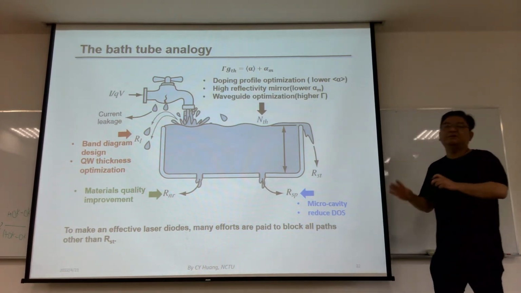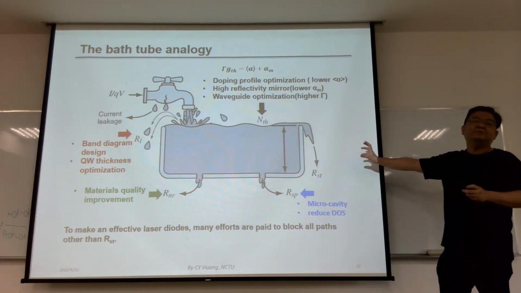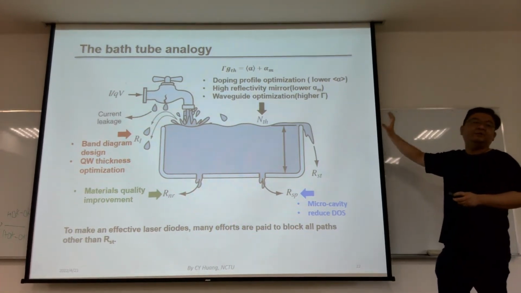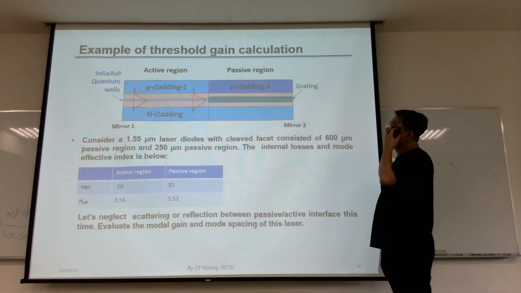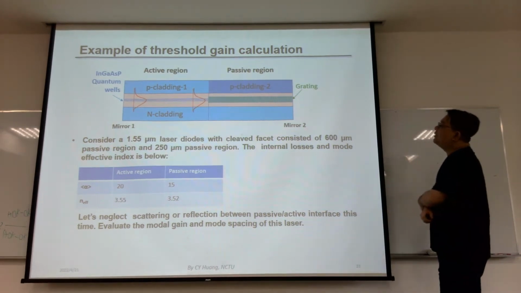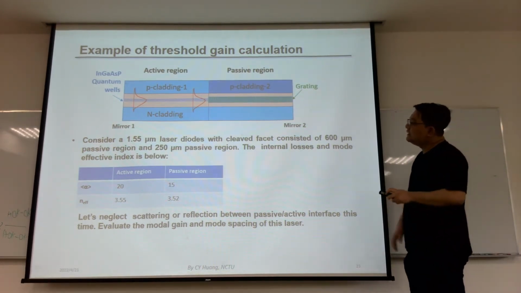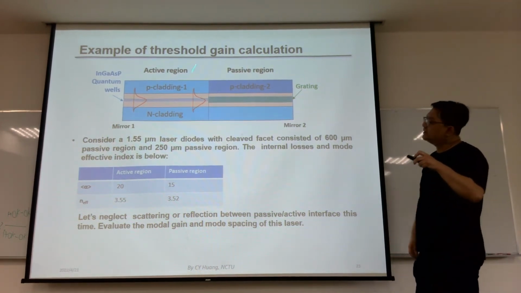Okay, so there are so many aspects to consider to make a useful semiconductor laser diode and to make it better and better continuously. So here is an example of the threshold gain calculation. Let's consider a two-segment communication laser whose wavelength is 1.55 micron.